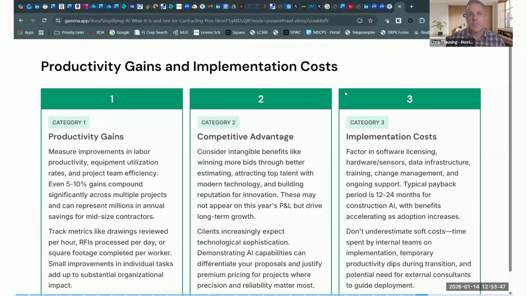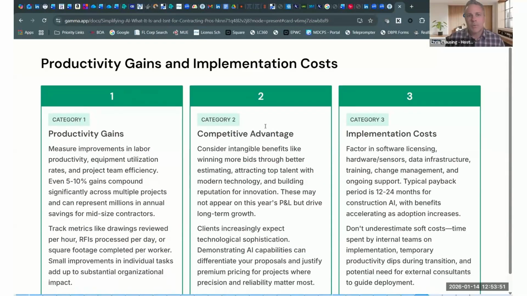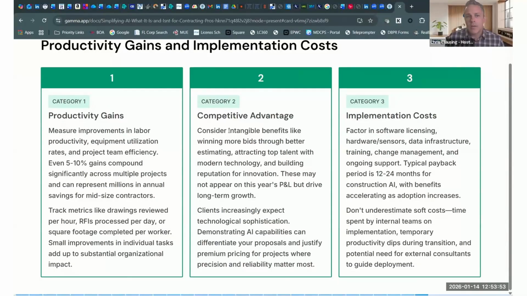And then some of the productivity gains and implementation costs. Really, productivity gains, like we said, are we increasing our workflows? Are our crews producing at a higher rate? Is our equipment being utilized at a higher rate? All of those things, again, are going to be specific to your business.